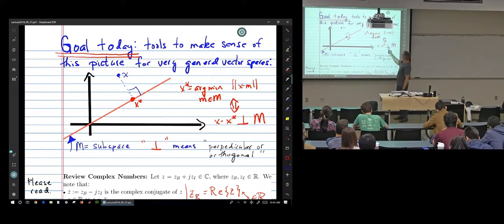What does it mean that a vector is orthogonal to a subspace when you have functions, when you have matrices, when you have all that stuff?